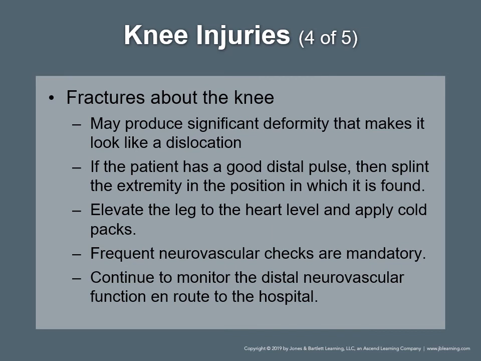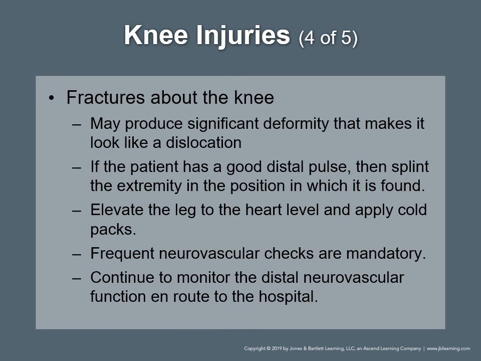Fractures about the knee. These may occur at the distal end of the femur, at the proximal end of the tibia, or in the patella. It is easy to confuse a non-displaced or minimally displaced fracture about the knee with a ligament injury. A displaced fracture about the knee may produce significant deformity that makes it look like a dislocation.